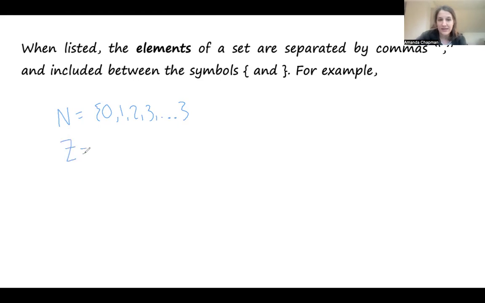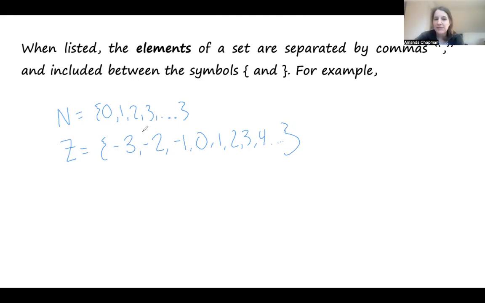And then Z is the set of all integers, and that's always used for integers. Integers are positive and negative whole numbers. Zero is randomly an integer, and so on, dot, dot, dot. That dot, dot, dot means you can keep going with that pattern.